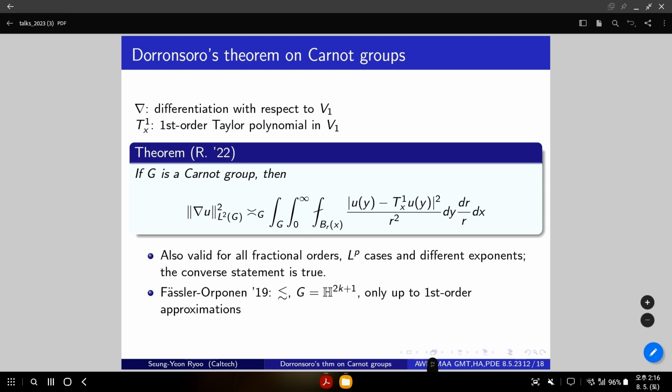Of course, more precisely, what I've proven is that this is valid for all fractional orders and the LP cases, and you can get different exponents with respect to dy, and there is a converse statement as well. And I will remark that Fassler and Orponen have previously proven this in the case of the Heisenberg groups, while proving only one side of the inequality and up to only first order approximations.